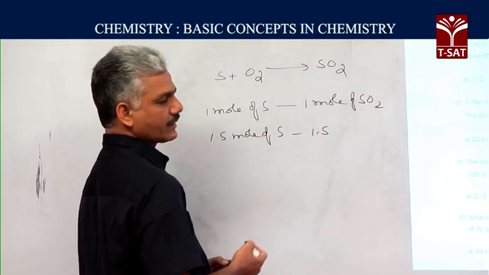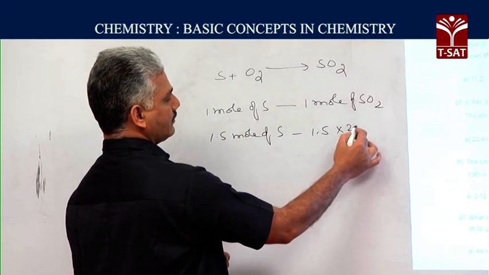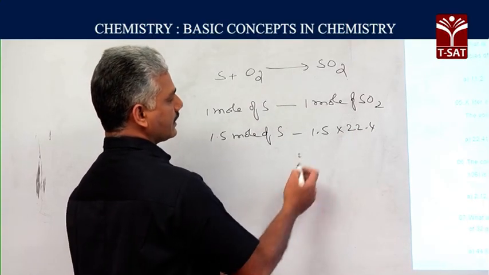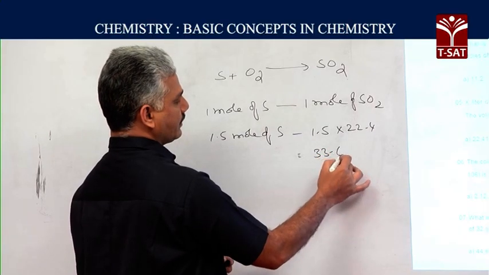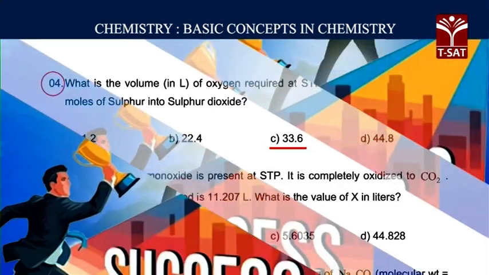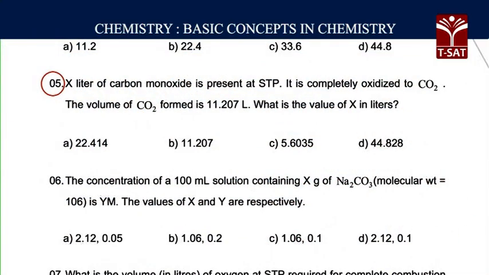1.5 moles only. Now, convert these moles into volume by multiplying with 22.4 liters. So, that comes out to 33.6. So, the correct option for this problem is C. Next problem, X liters of carbon monoxide is present at STP. It is completely oxidized to carbon dioxide. The volume of carbon dioxide formed is 11.2 liters. What is the value of X in liters?